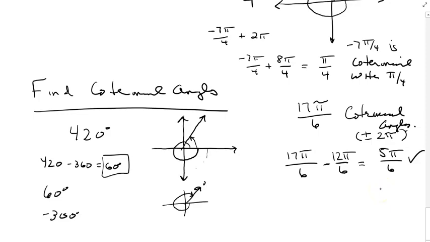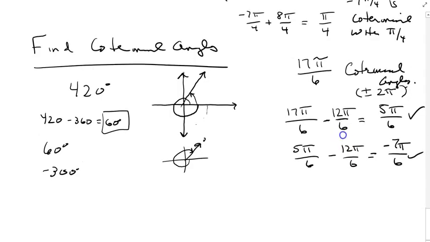If I need a negative, I would have to subtract again in this case. But I don't want to start with 17 pi over 6. I can start with my 5 pi over 6 because that's already coterminal. I can subtract 12 pi over 6. And that's going to give me negative 7 pi over 6. There, I have an example of a negative. In that case, because the angle was so large, we were able to find a positive and negative by subtracting 2 pi and then subtracting 2 pi again. Sometimes, depending on the angle, you will need to add 2 pi and also subtract 2 pi.